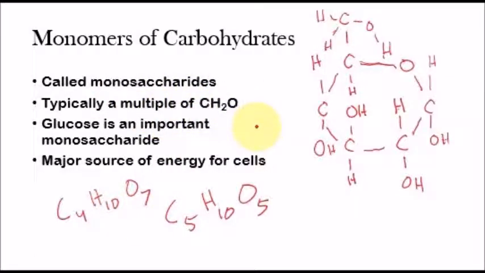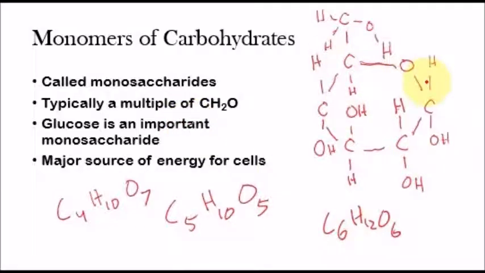Now, glucose is an important monosaccharide, and this is probably the only monosaccharide you should know for the AP biology test. If you look here, glucose is C6H12O6, and again, this is a multiple of CH2O. If you multiply this by 6, you'll get C6, 1 times 6 is 6, 2 times 6 is 12, and 1 times 6 is 6, so C6H12O6. So this is a monosaccharide, and it looks like this.